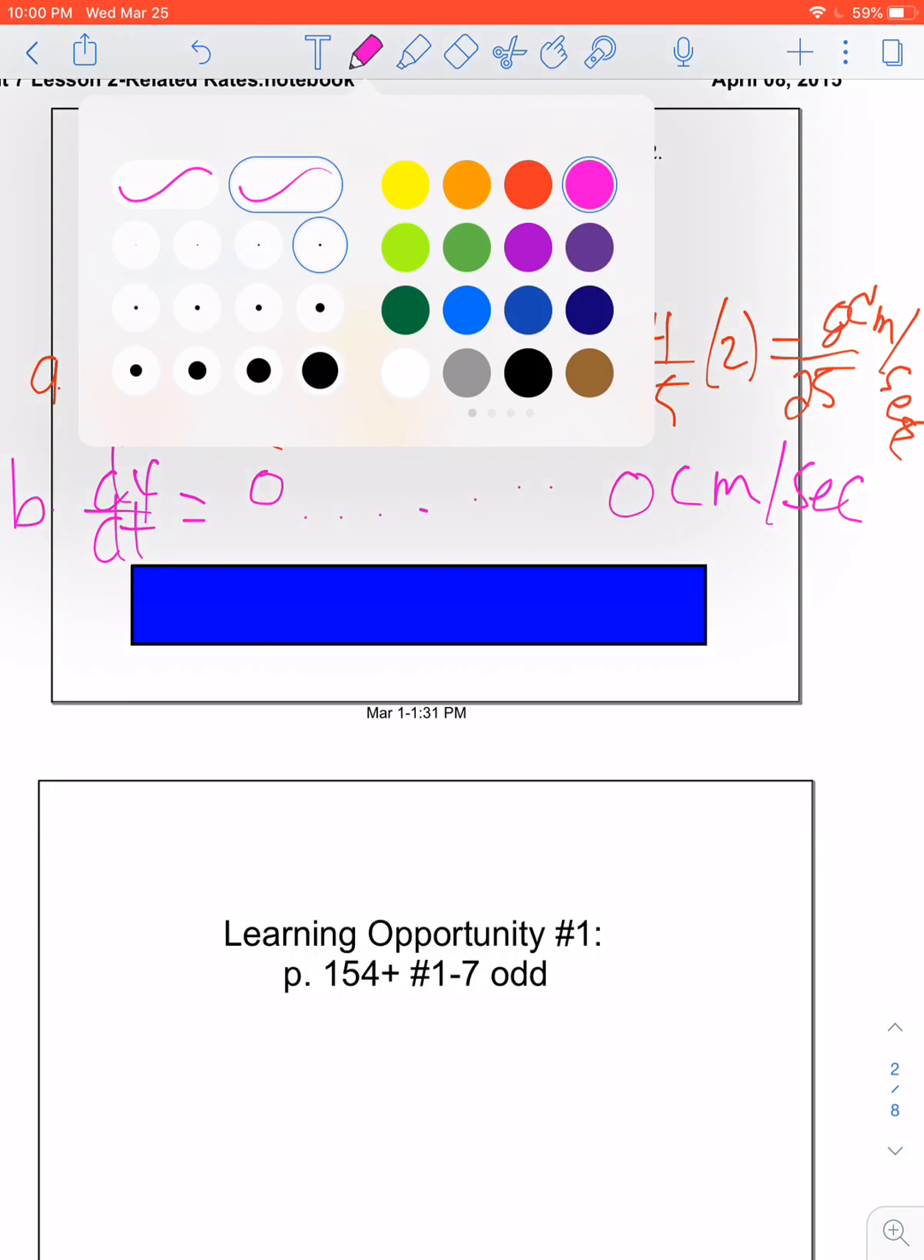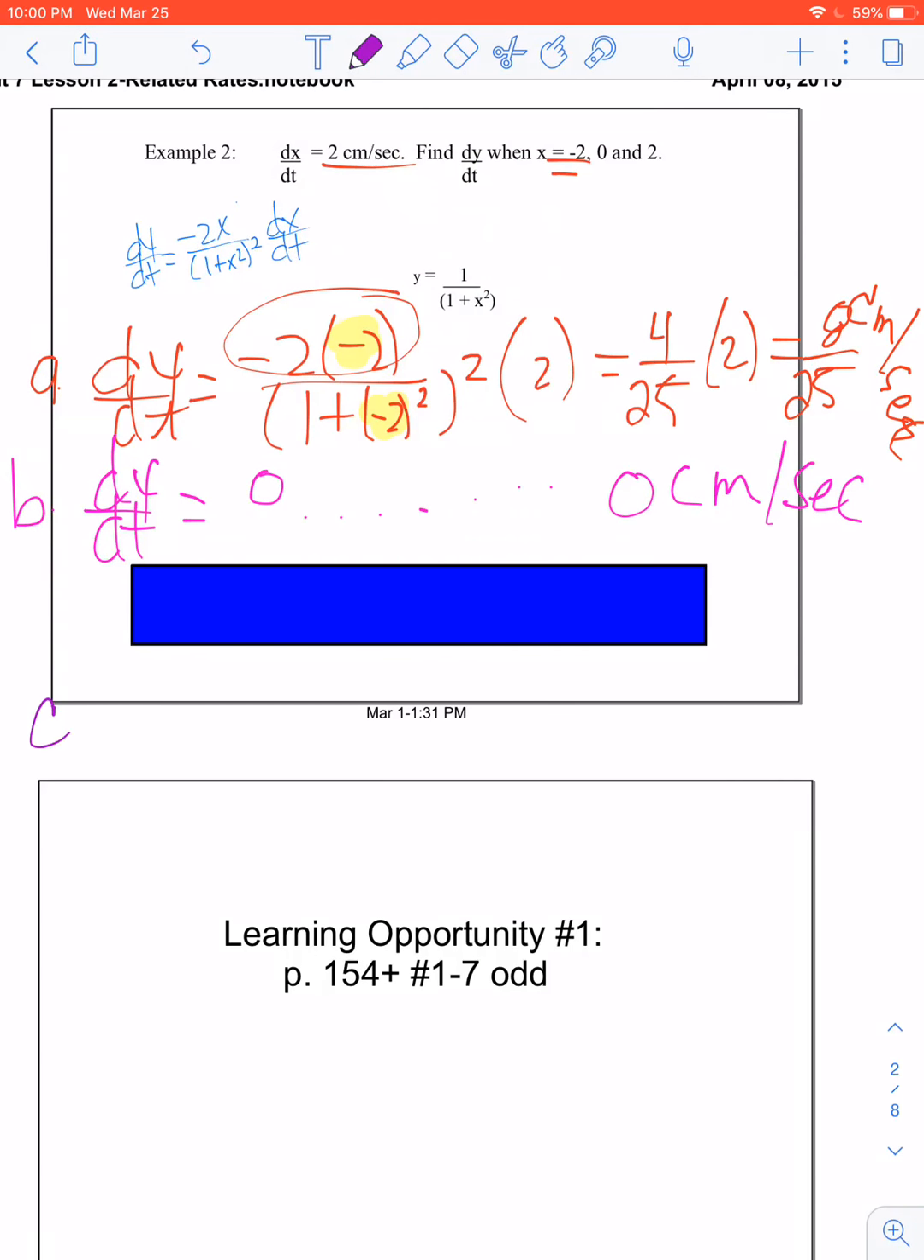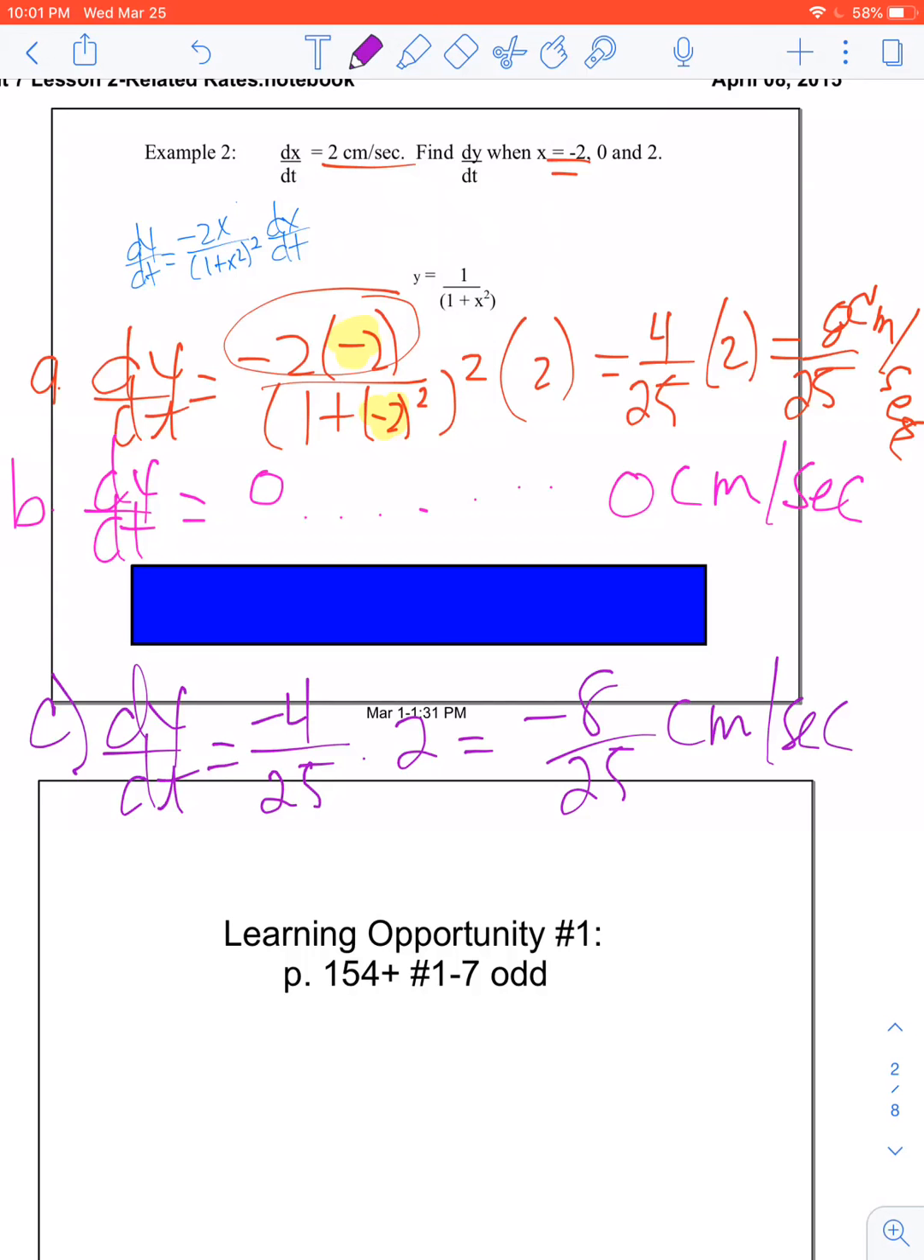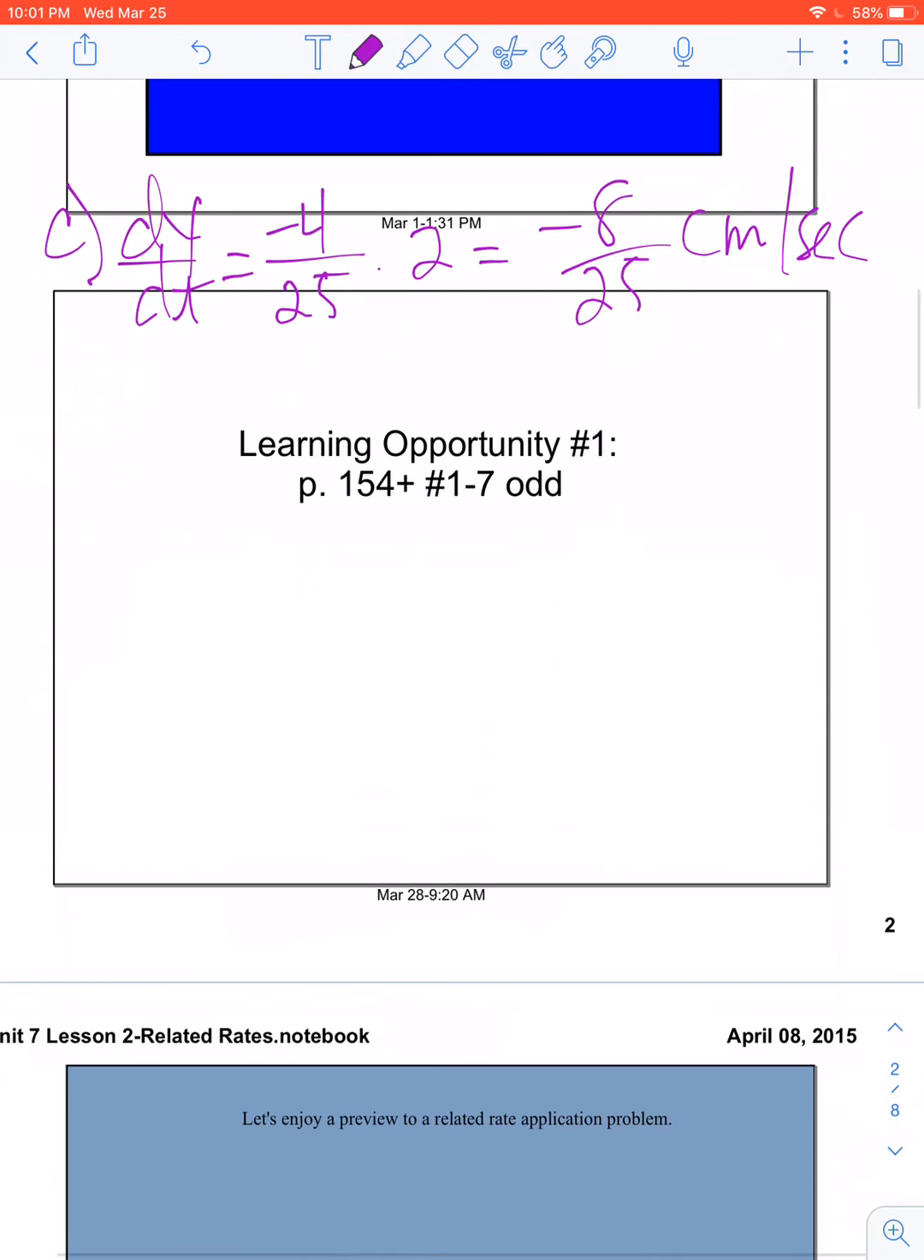And then here's what's nice for part 3. On part 3, when I want to find dy/dt, well, it's that exact same work, except that negative 2 is now a positive 2. So that's going to give me a negative 4 up top. I'm still going to get a 25 on bottom, times 2, and that gives me a negative 8/25 centimeters per second.